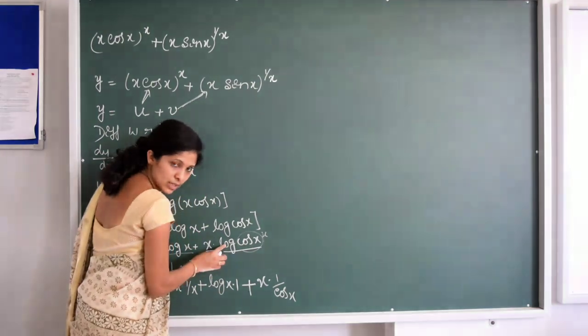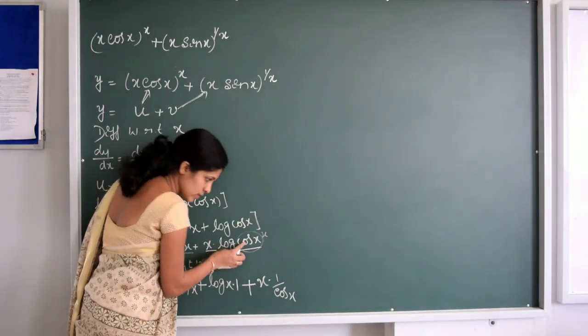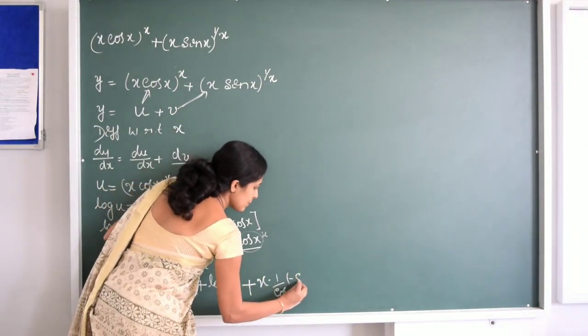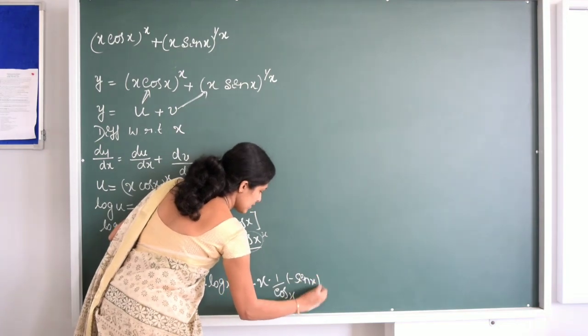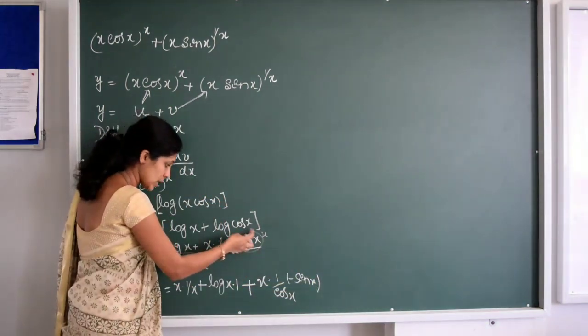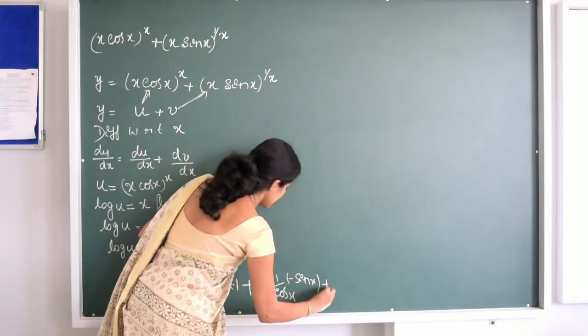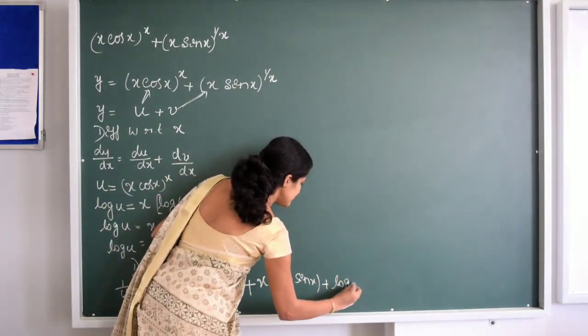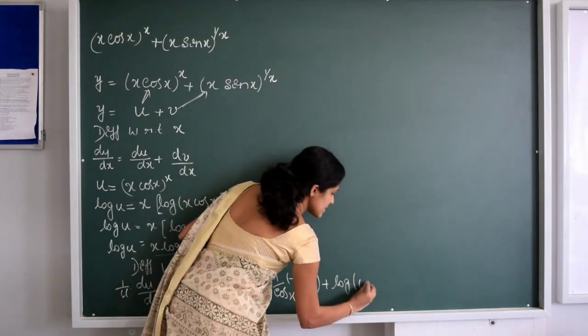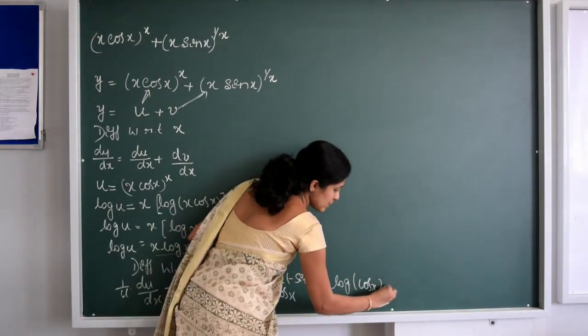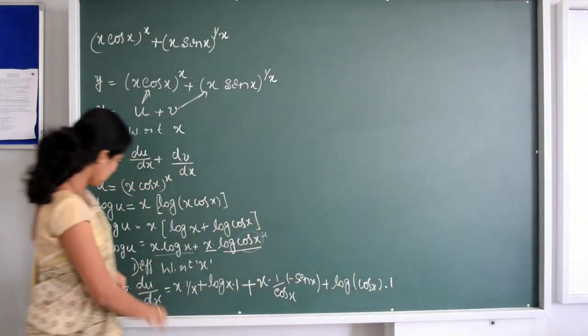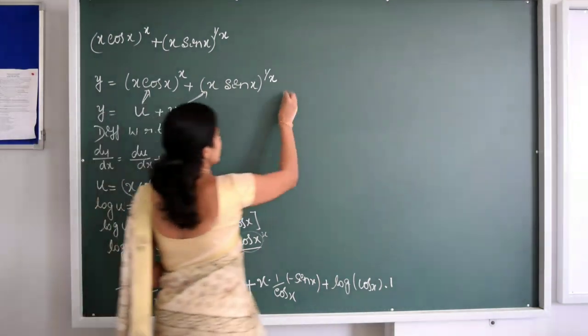We have done with the logarithmic. Now the derivative of cos x will be minus sin x, right? Next what you have to do, you have to keep the second function as it is and differentiate the first one, plus that is log of cos x as it is and derivative of x will be equal to 1. So we got du by dx.